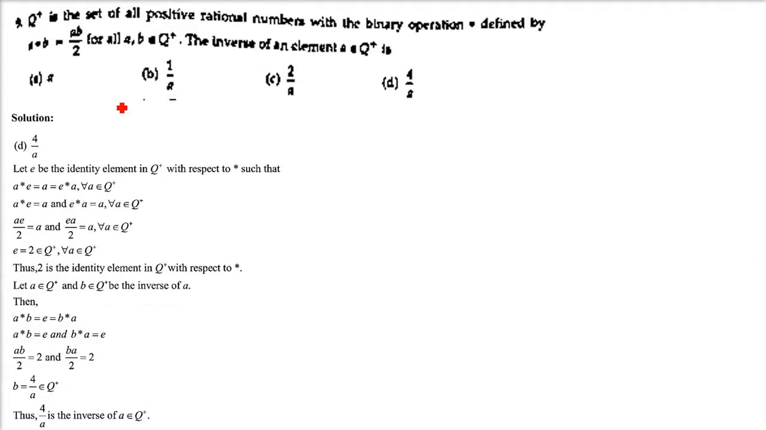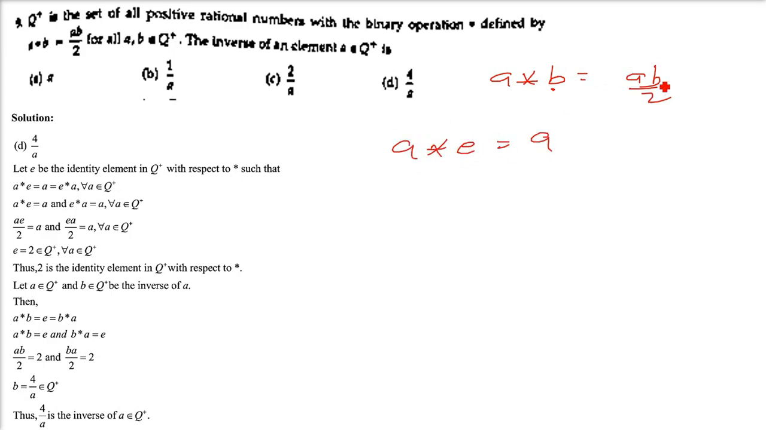Question number 9. Q plus is the set of all positive rational numbers with the binary operation star defined by a star b equals ab by 2 for all a and b belonging to Q plus. The inverse of an element a belonging to Q plus. Basically, we have to find out the identity element, because the operation is given as a star b equals a multiplied by b by 2. So for the identity element, if you operate a with e, it should give you a.